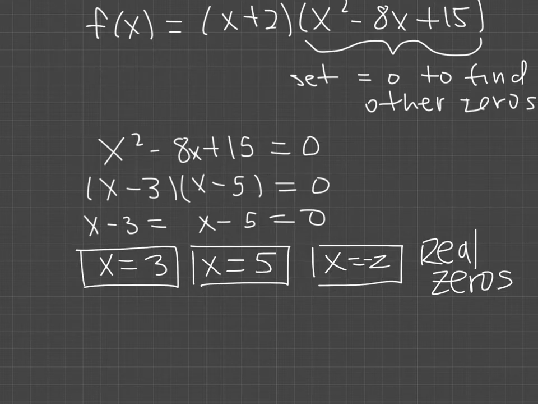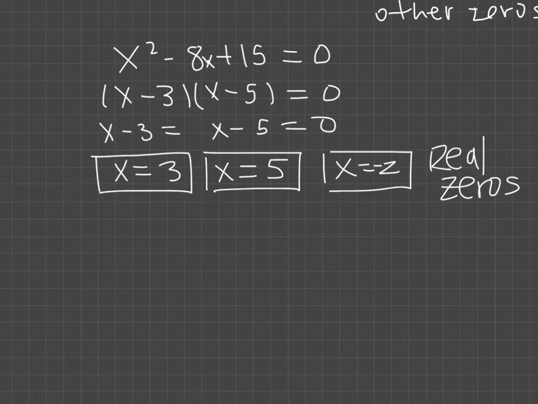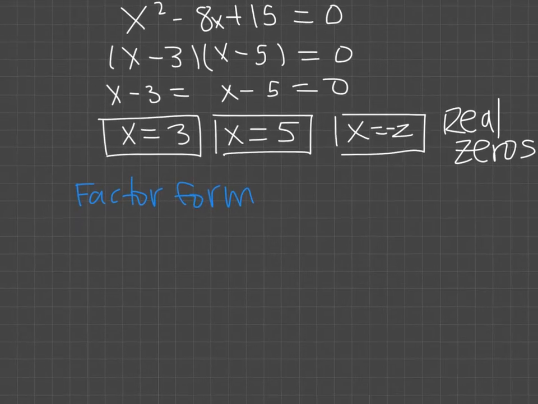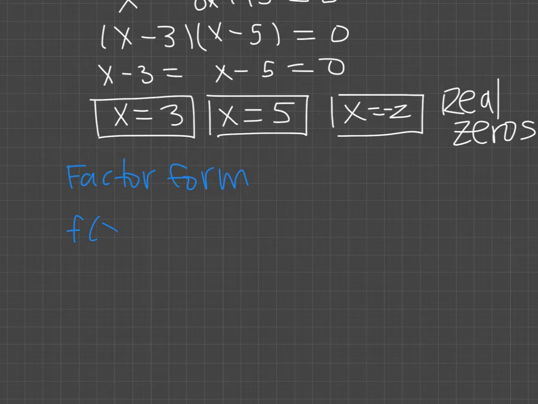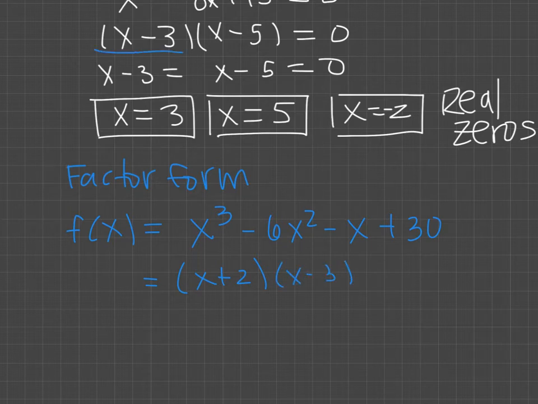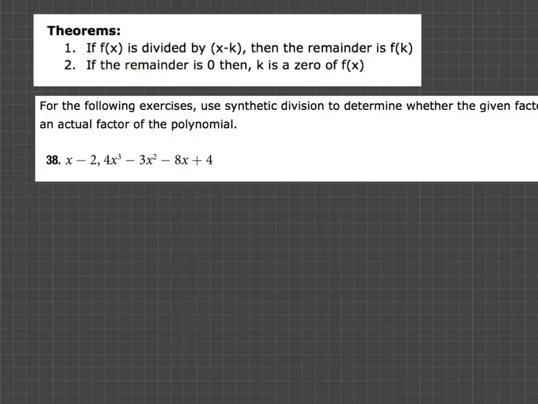The second part was to write it in factored form. So factored form is just the polynomial written with its factors. So our original polynomial, we had x cubed minus 6x squared minus x plus 30. Well, now we can write that as x plus 2, and then x minus 3. All right, I'm just getting that from up here, and then x minus 5.